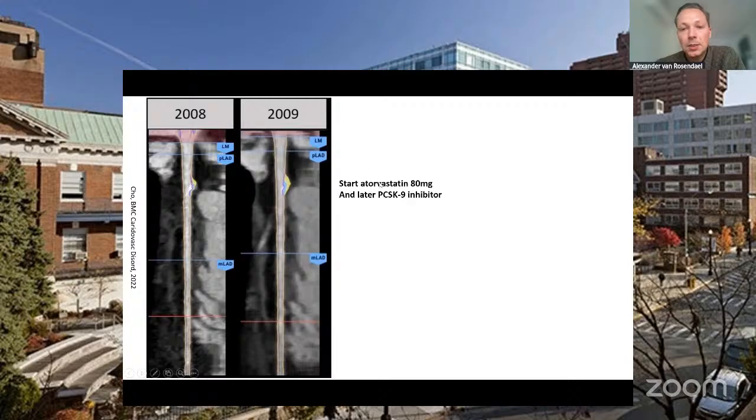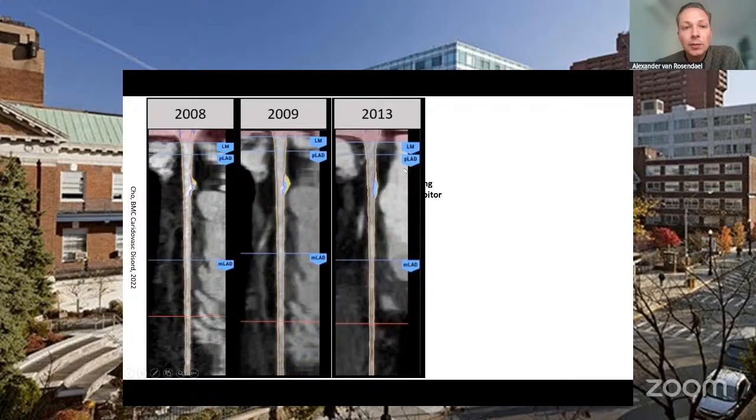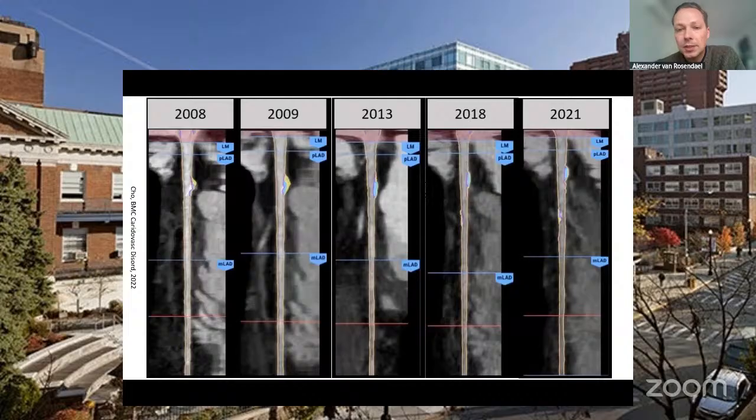So what did this cardiologist do? He started the patient on high dose atorvastatin and a PCSK9 inhibitor. And 4 years later, you see a total calcification of that lesion. All the yellow is gone, it's all blue, and blue is calcified plaque. And actually, that kept on staying the same. So this plaque was totally calcified and it stayed that way over the course from 2008 to 2021.